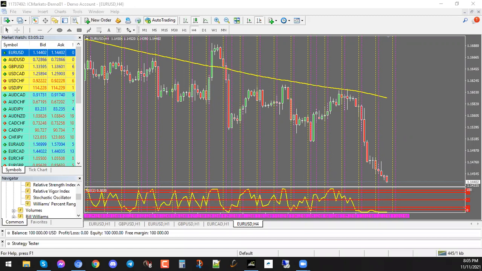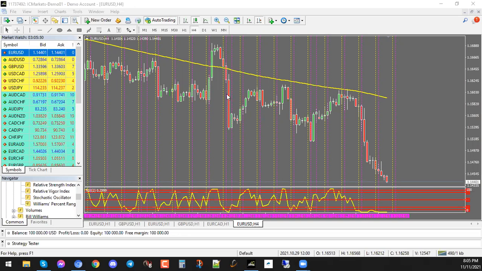Okay, so anyone else knows what an order block is? No one else? All right. So basically, an order block is where market makers are accumulating positions.